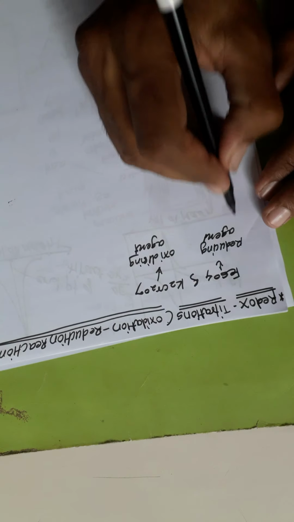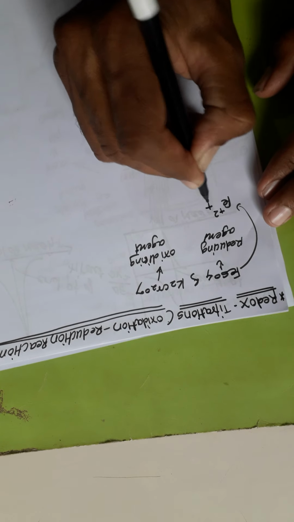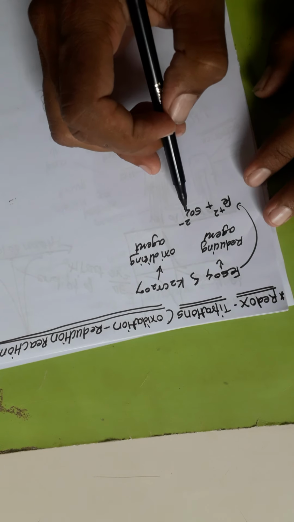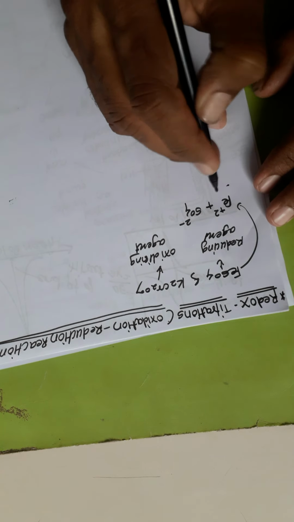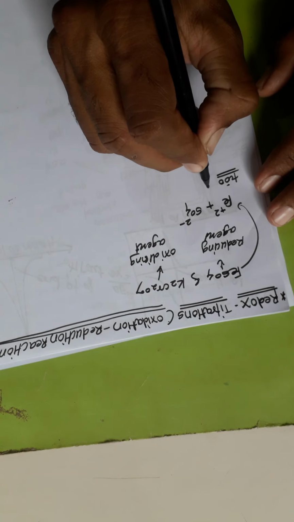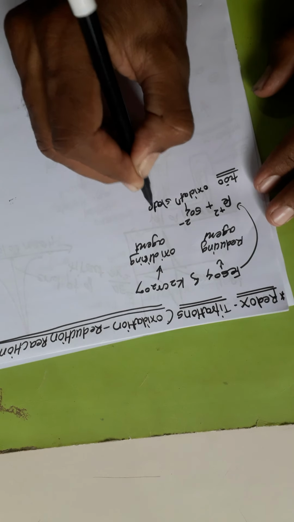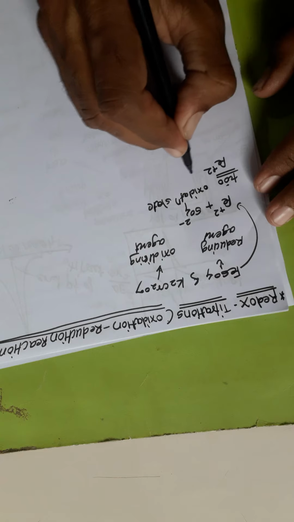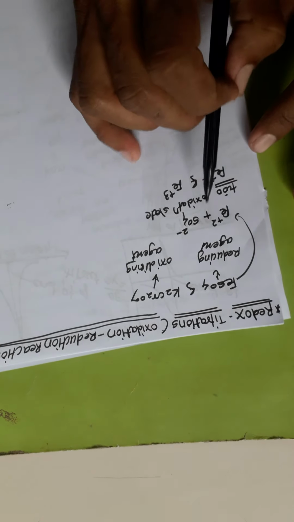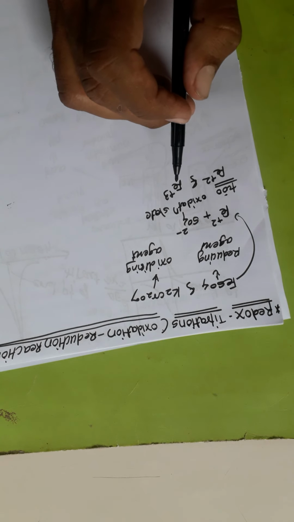How does ferrous sulfate ionize? It ionizes into Fe2+ and SO4 2-. This iron has two oxidation states: one is Fe2+ and the second is Fe3+ ions.